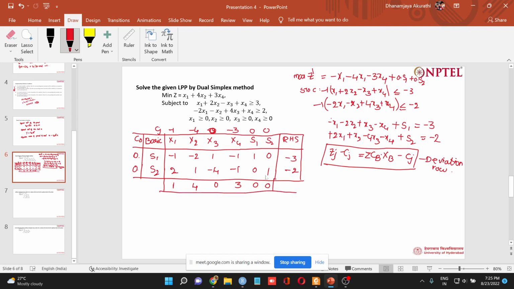So after computing the deviation row, next we have to find which is the most negative value in the RHS, by using the dual simplex method. The leaving variable criterion is that the variable which has the most negative value is the leaving variable. Here you can observe that -3 is the most negative. So S1 is the leaving variable in this case. After that, for the entering variable, we have to note that, just a minute.